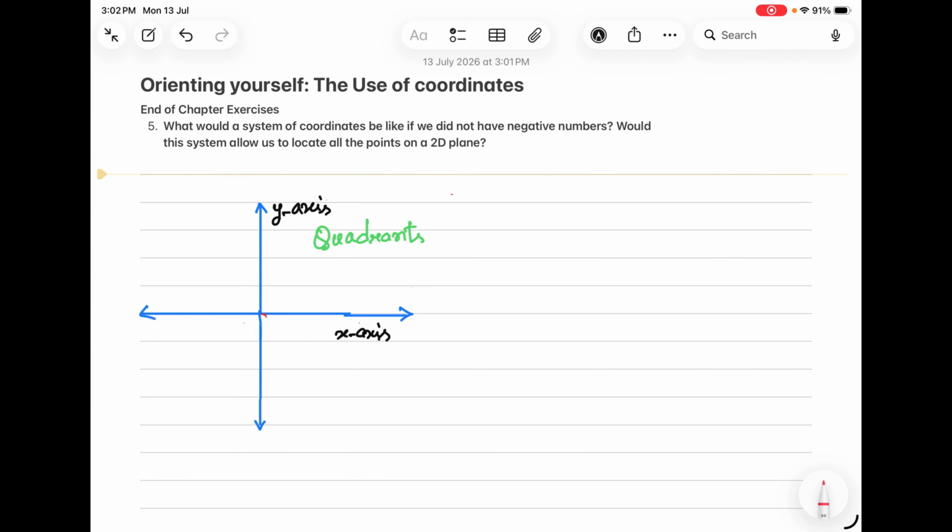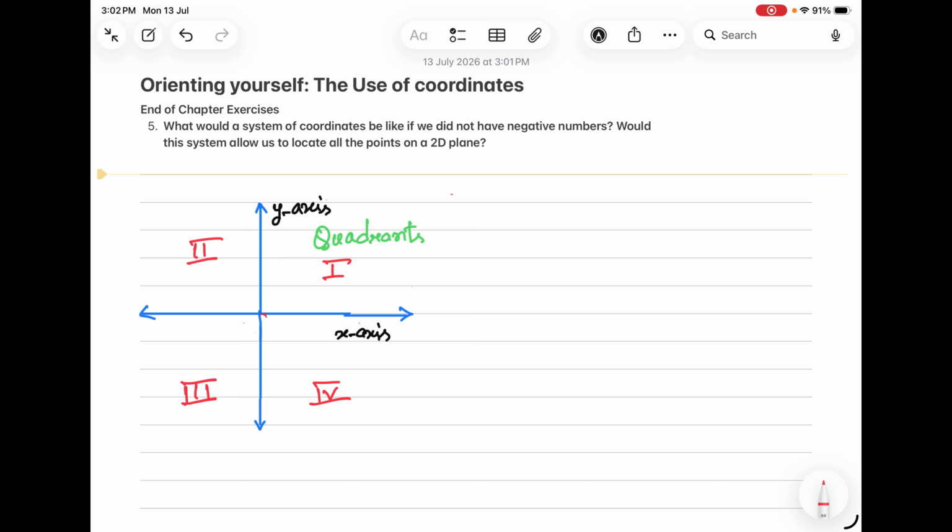Question number 5 is, what would a system of coordinates be like if we did not have negative numbers? Would this system allow us to locate all the points on a 2D plane? First we understand the signs of the coordinates of four quadrants. This is the first quadrant, second quadrant, third and the fourth.